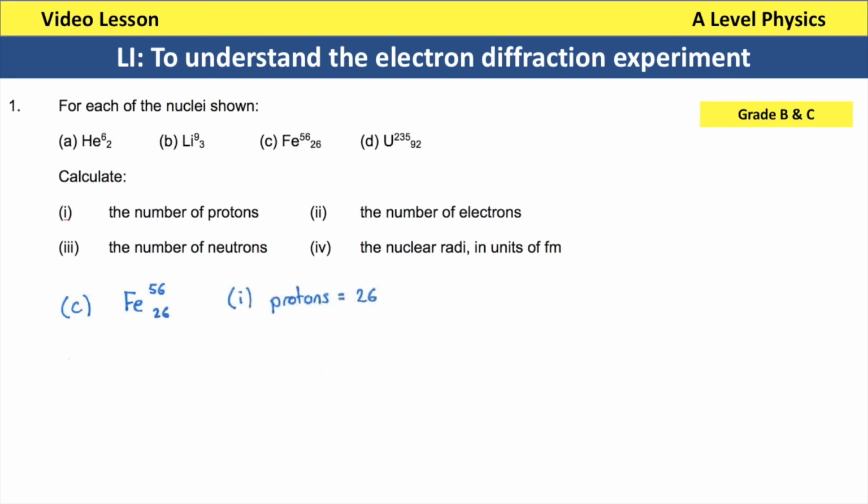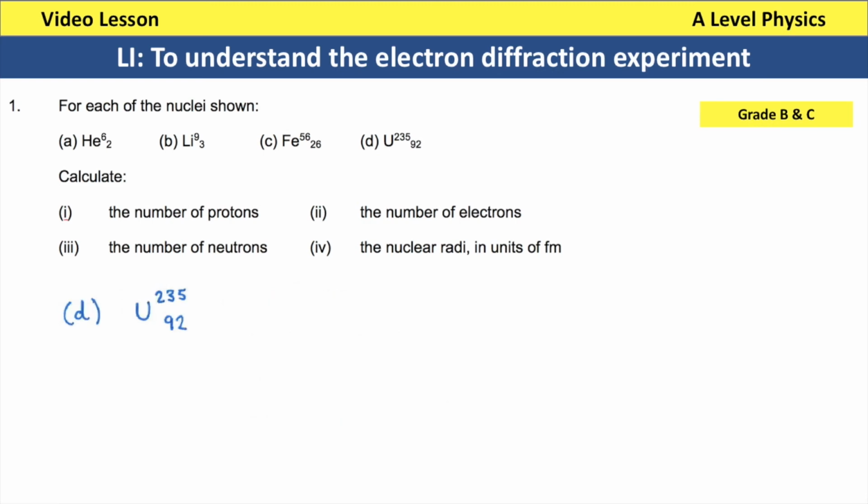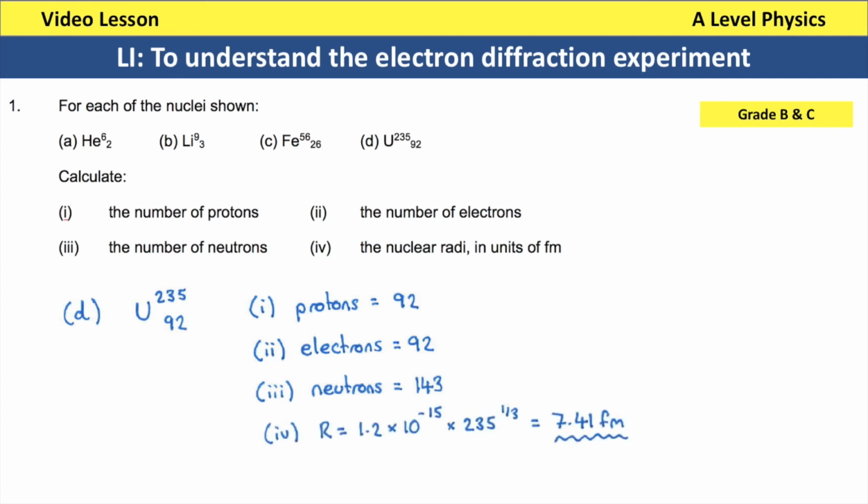Continuing on, this question really is just all about building fluency, so we'll just quickly go over these. Protons will be 26, electrons 26, neutrons 30, and the value of the radius in femtometers is 4.59 femtometers. And then the uranium, by far the biggest nucleus, would have 92 protons, 92 electrons, 143 neutrons, because we're doing 235 take 92, and then the radius will come out as 7.41 femtometers.